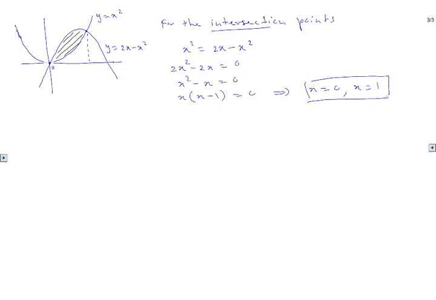These are the x values of the intersection points. And if you need the y value of the intersection point, just plug into one of the curves, then you can find it. But in this case you don't need it, you only need the x value, so that means this is 1.